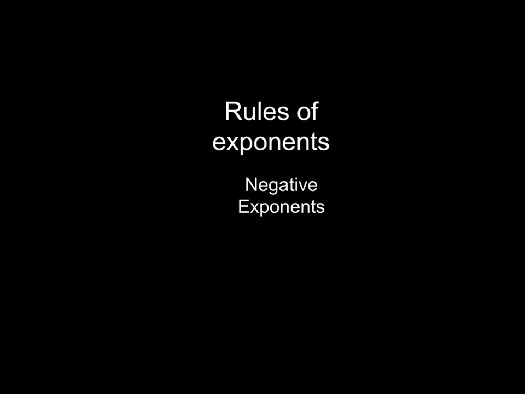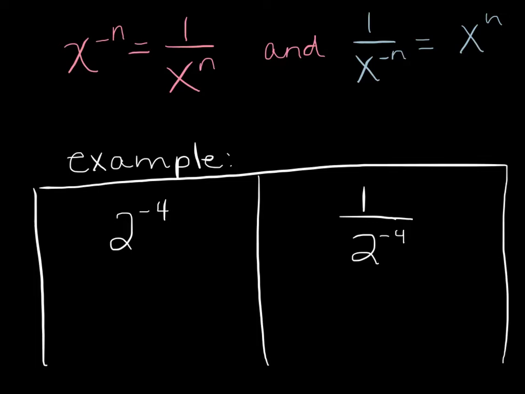Okay, so this lesson is basically about negative exponents and the rules of using negative exponents. When you're working with negative exponents, if you have x to the negative n, like we have here, x to the negative n equals 1 over x to the positive n. So you have to flip it, and you have to change the negative exponent to a positive exponent.